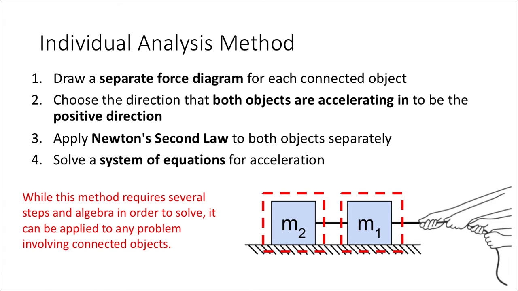And what that means is I'm analyzing each object that is connected separately. So to do this, I drew a separate force diagram for each connected object. Then I chose a common positive direction, which was the direction that both objects were accelerating. And in this case, it happened to be the same direction, but not always. Then I applied Newton's second law to both objects separately and derived two equations, one for block 2 and one for block 1 in the x direction. I solved that system of equations for my acceleration and my tension value.